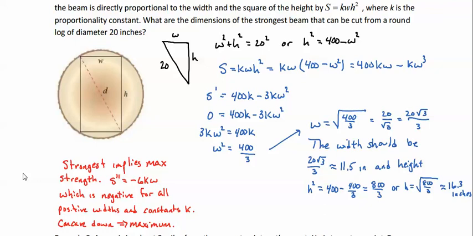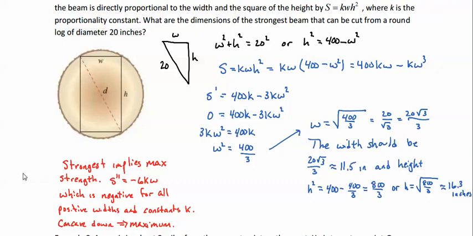Find the derivative to find the maximum. Set it equal to 0. I have 0 equals 400k minus 3k w squared. Keep in mind, k is a constant. When I solve for w, I'm going to add 3k w squared to both sides and divide both sides by 3k. The k's cancel out. w will equal the square root of 400 divided by 3.